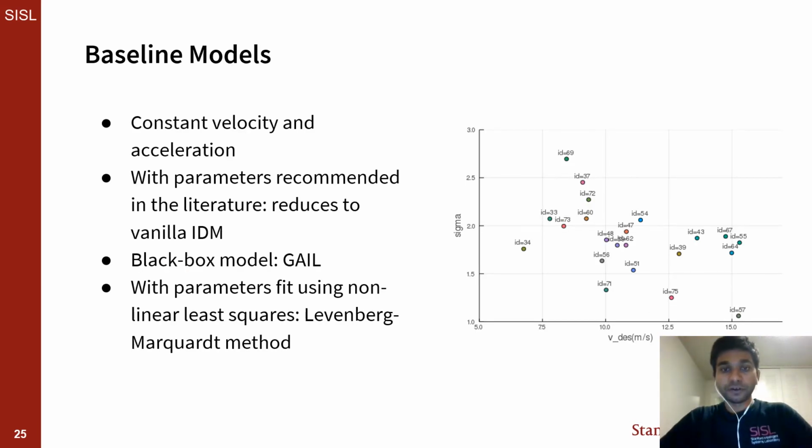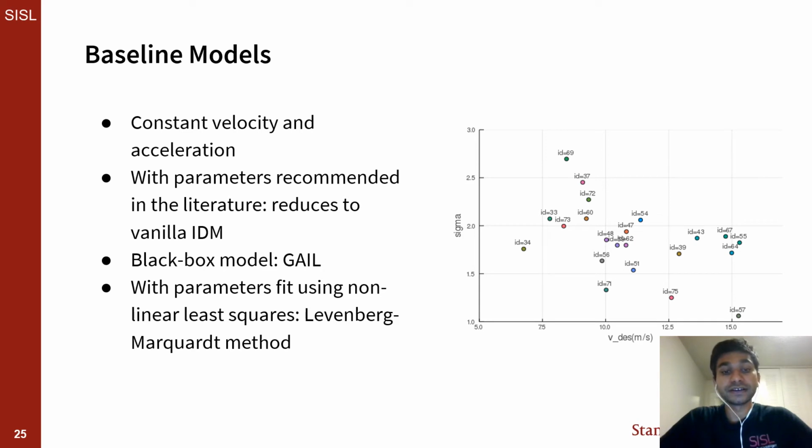Now to assess the performance of our particle filtering based models, we use some baselines to compare against. Firstly, we use constant velocity and constant acceleration models that basically drive the vehicles with constant values and also do not react to the other vehicles. The second baseline we use is the intelligent driver model with parameters as recommended in the literature, which are basically set using heuristics. The third baseline is a black box model, which is our generative adversarial imitation learning based model.